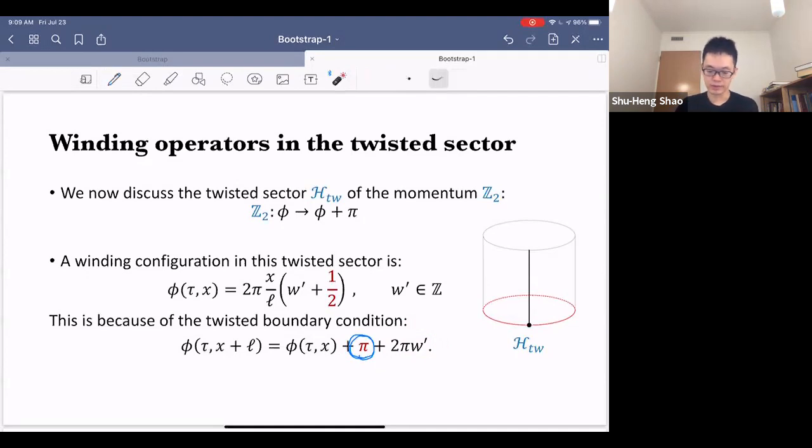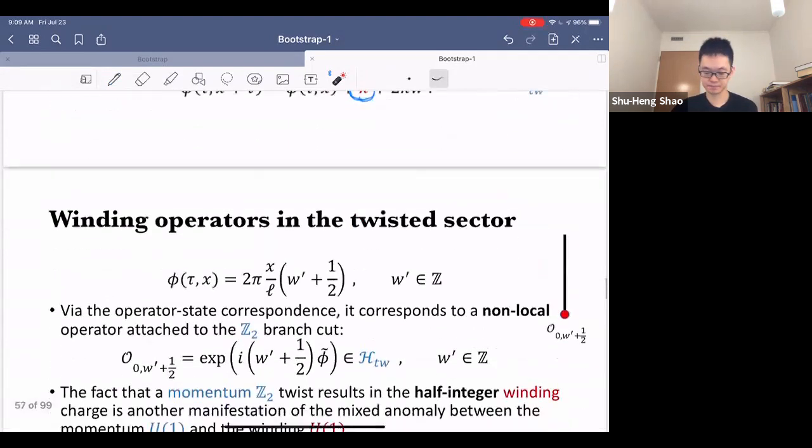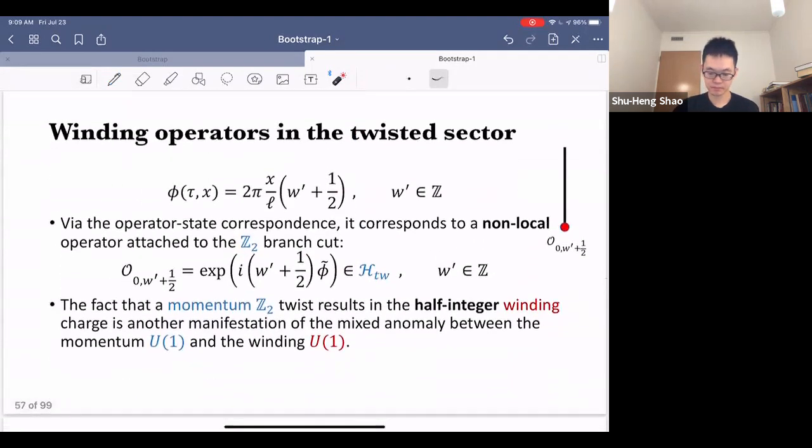So what have we done? We identify a classical configuration in the twisted sector of the Z2 momentum symmetry, and that will give rise to a quantum mechanical state. More generally, via the operator state correspondence, this classical configuration then corresponds to a non-local winding operator attached to the Z2 momentum branch cut. And it carries a half integral winding number.